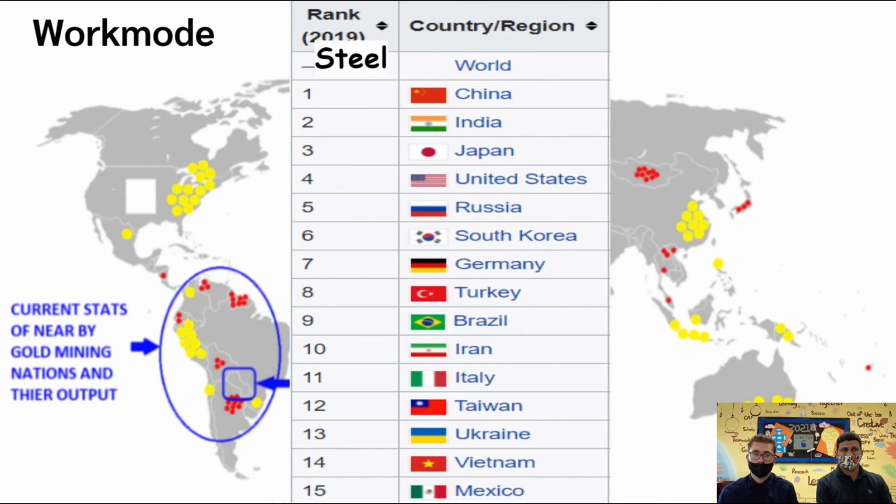And here we have steel, the country that is the highest manufacturer of steel. So China, India, Japan, followed by the United States. Okay.